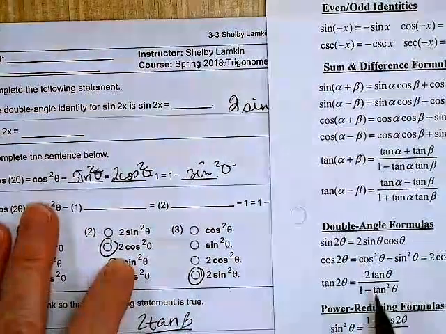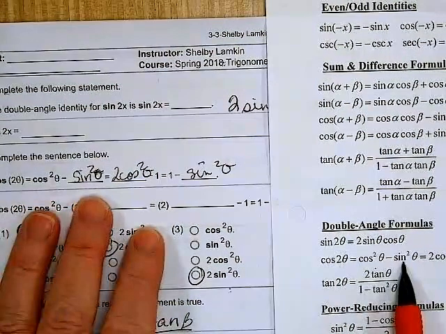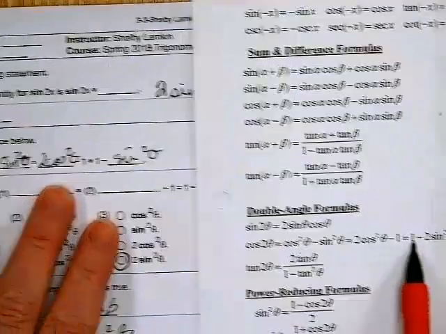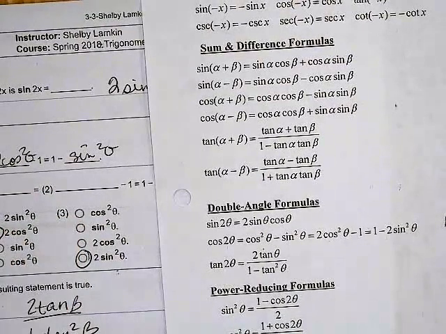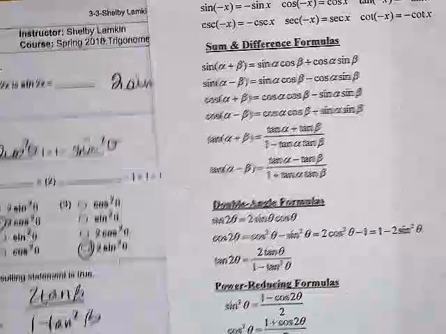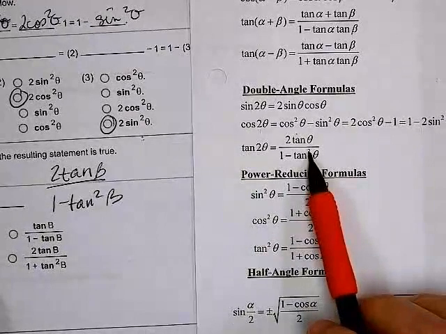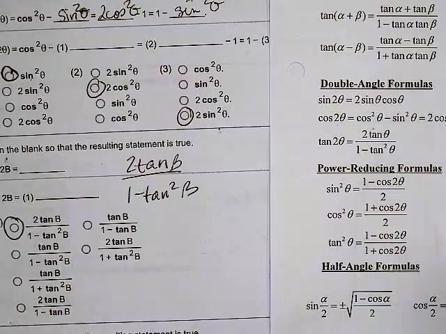Number 2, complete the sentence below. Cosine 2 theta, here we go, it's right here, is equal to cosine squared minus sine squared. It's also equal to 2 cosine squared theta minus 1, also equal to 1 minus 2 sine squared theta. All they're doing there is asking you to use your sheet. Number 3, same thing, it's the tangent. Choose the right one. Answer here is the first choice.